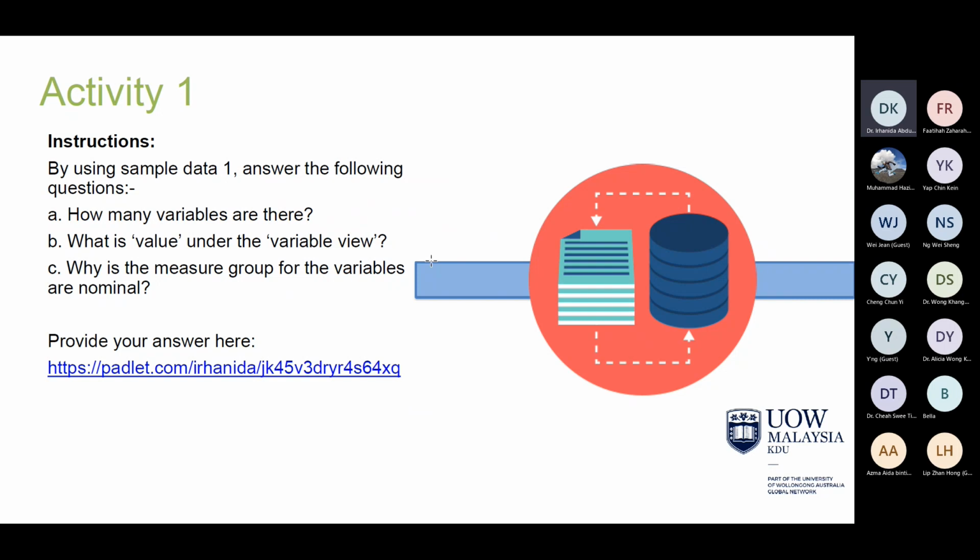Okay. I think it is very important for us to be introduced to SPSS. So by using sample data 1, answer the following questions. All of you need to open your SPSS software and then open the data 1. I have two data. So for our first activity, we need to open data 1 and answer the following questions. How many variables are there? And what is value under variable view? And why is the measure group for the variable nominal? Okay, let us take a look.